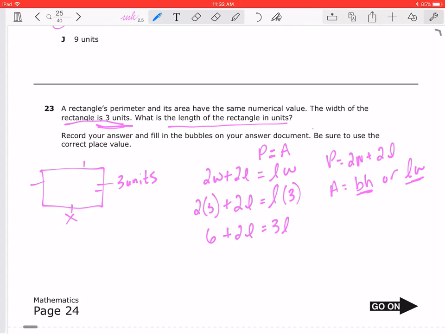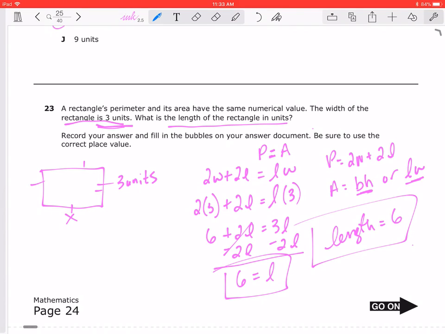Now, I'm going to combine like terms. I have a constant and a variable on the left side of my equation, and then I have a variable on the right side of the equation. So I'm going to move all my variables to the same side. In order for me to cancel it from the left side, I need to subtract it, so that's going to subtract 2L. What I do to one side, I have to do to the other side. So now on this side, I'm only left with 6. And then 3 minus 2 will just give us L. So the length is equal to 6. So length is equal to 6.